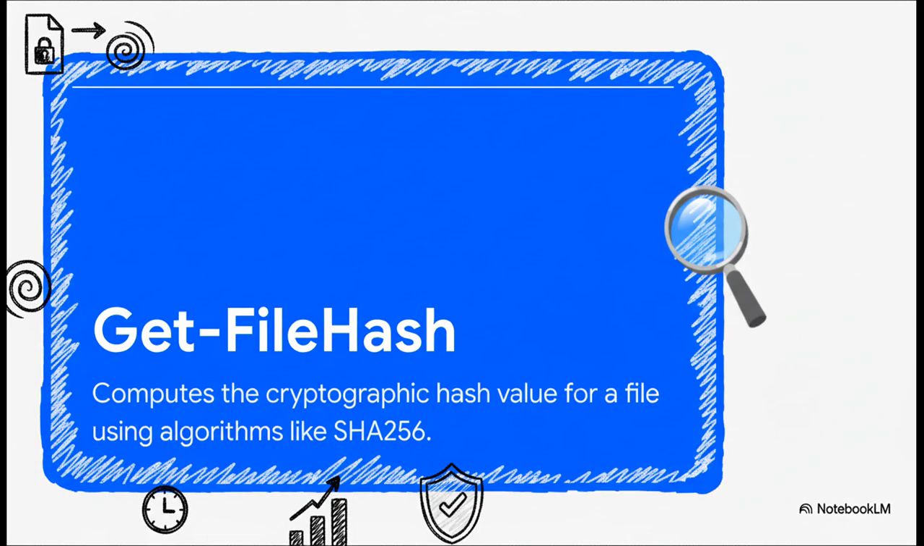And guess what? PowerShell has a great built-in tool for this called Get-FileHash. This cmdlet creates a unique digital fingerprint for any file. All you do is compare that hash value to the one the software vendor provides. If they match, you're golden. The file is authentic and unchanged.